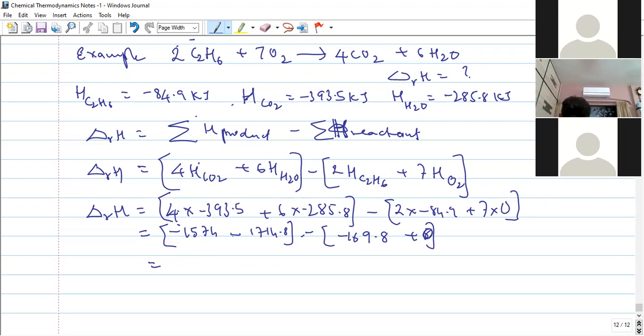अब इन दोनों को ऐड करो. 1574 plus 1714.8 is 3288.8, minus 3288.8 और ये प्लस 169.8. 3288.8 minus 169.8, इसका आंसर आएगा minus 3119 kilojoules.